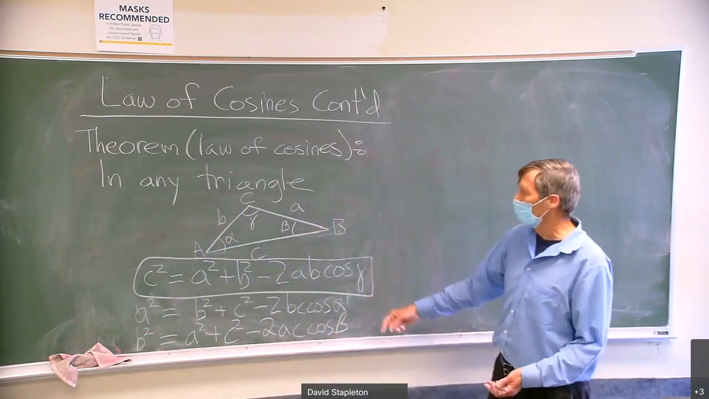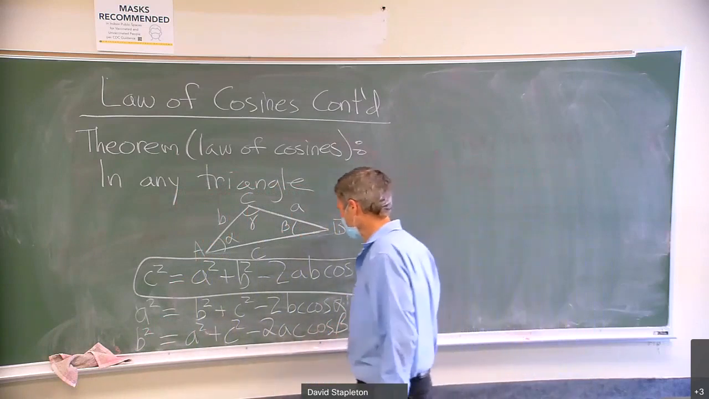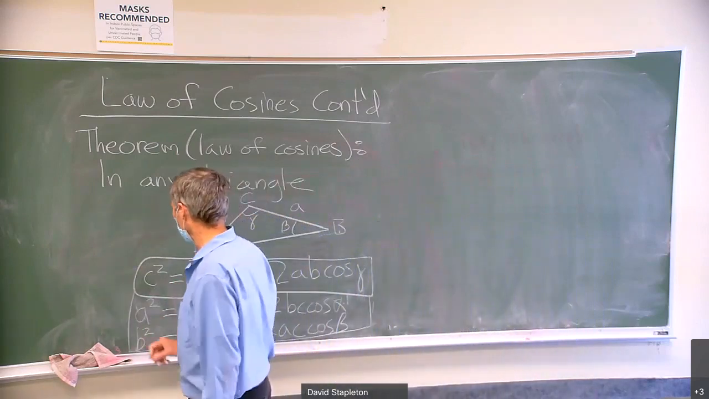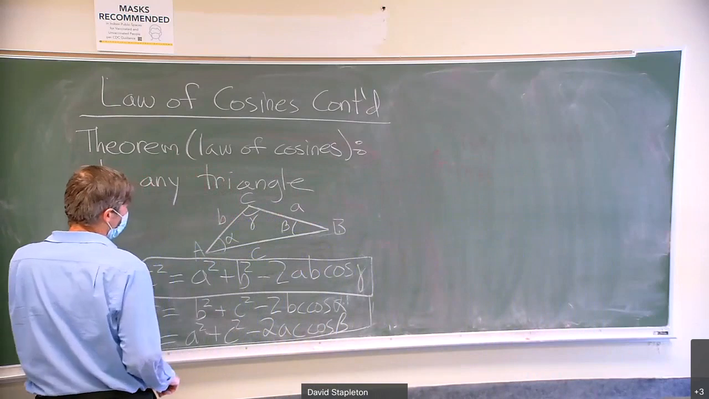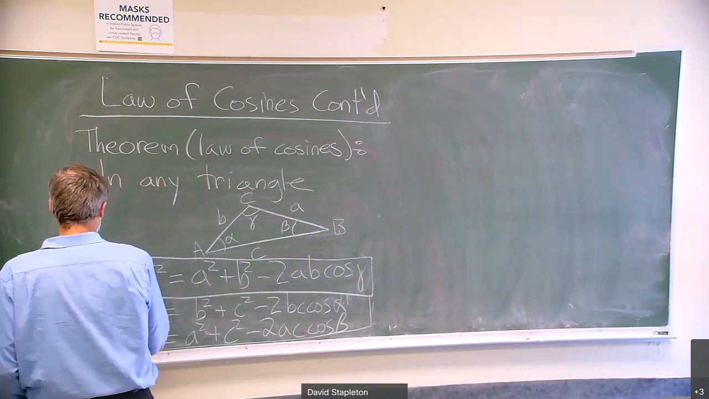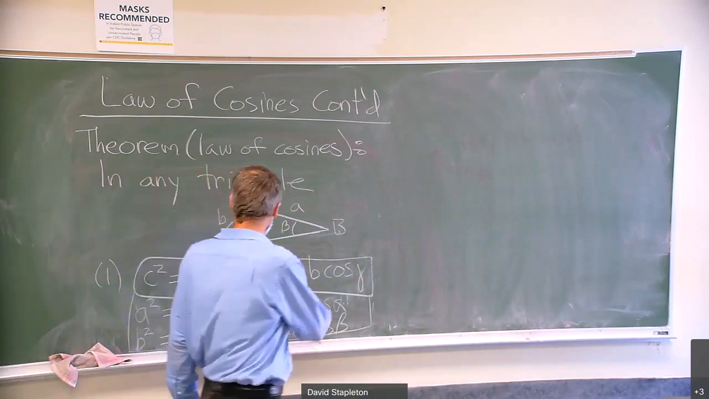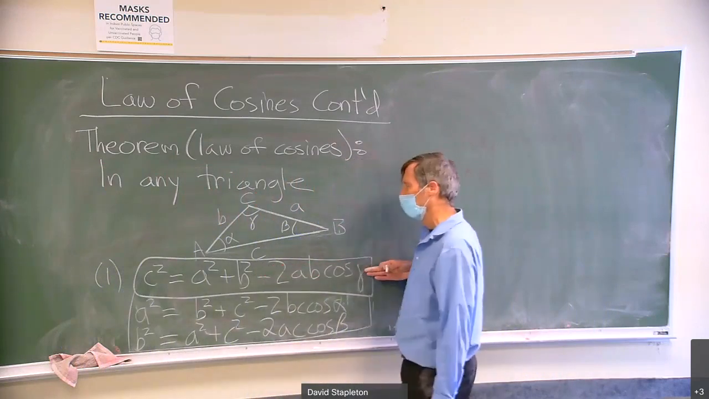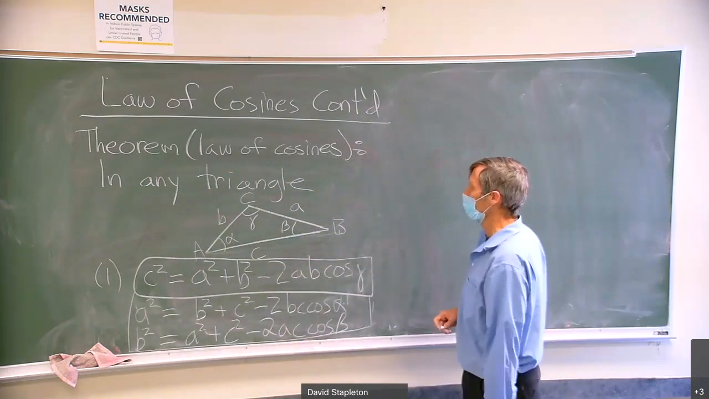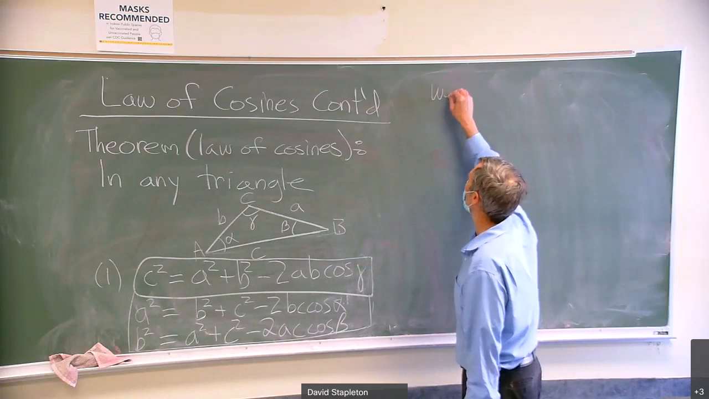There's 3 law of cosines, just like there's 3 equations to the law of sines. But really, they're all equivalent to relabeling. So I'll just call this one 1. This is the one that's easiest to remember because it looks like the Pythagorean theorem almost. And we want to use this in what cases?